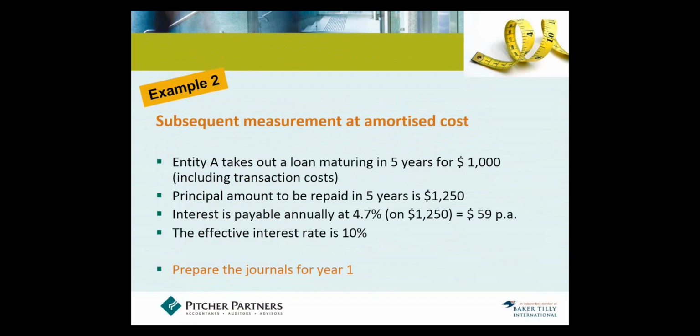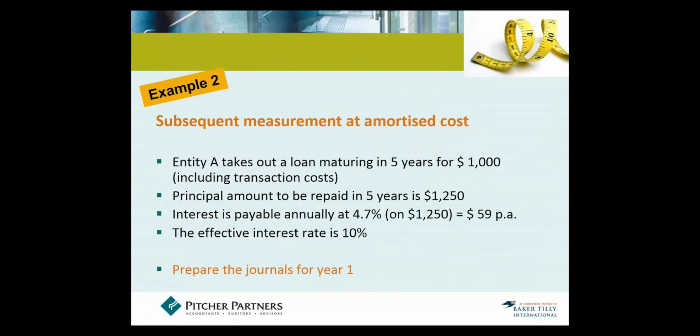So in this example, we said Entity A takes out a loan maturing in 5 years for $1,000, and let's say that already includes the transaction costs. The principal amount to be repaid in 5 years is 1250. The interest is payable annually at 4.7%. So the actual cash payment is based on the 4.7% on the 1250. We're going to pay $59 per annum at the end of the year. And now we have to calculate the effective interest rate.